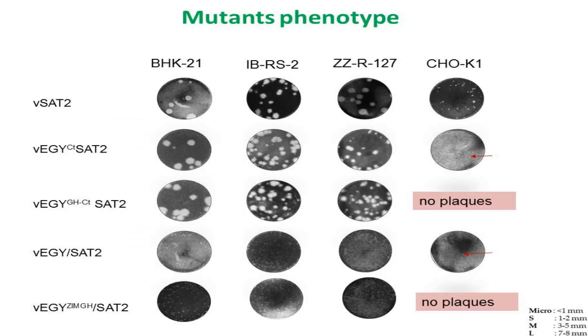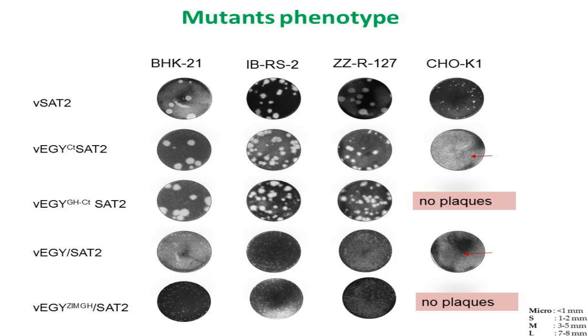So the first thing that we wanted to see is the impact of these mutations on the phenotype of the viruses. So we did plaque morphology in BHK, IBRS, ZZR, and CHOK1 cells. And for all the alanine replaced mutants, we found that the phenotype was still the same. But for the chimera viruses, we found that they produced smaller plaques compared to VSAT2, which is the ZIM7N3 infectious clone.